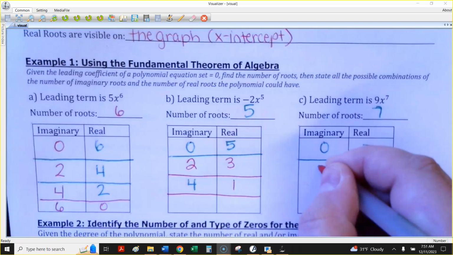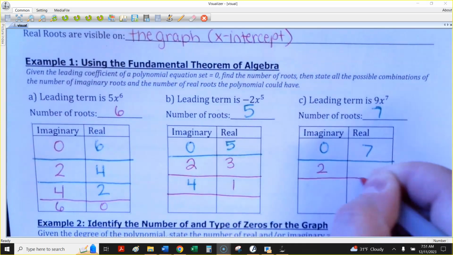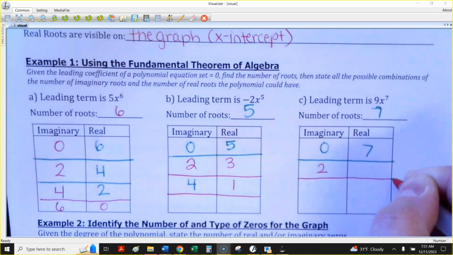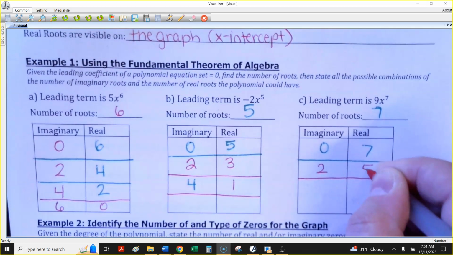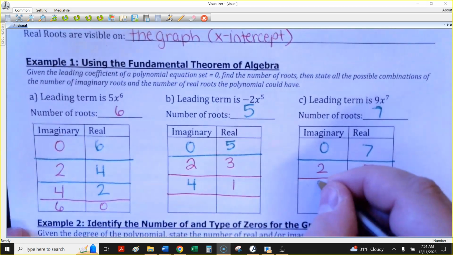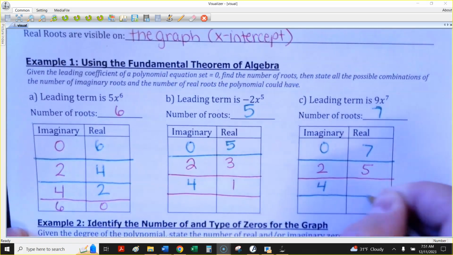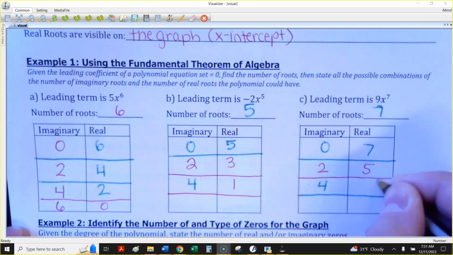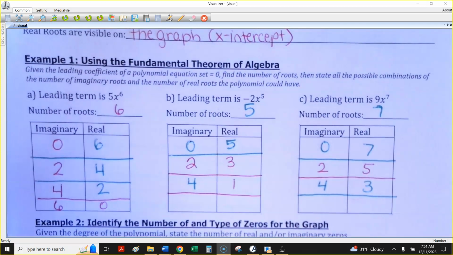So I'm going to do 2. If I have 2 imaginary, how many real would we have to have? 5. Just each row would have to add up to the total number you need. In this case, it would be 7. I could have 4 imaginary. How many real would I have then? 3. Okay, I could have 6 imaginary.